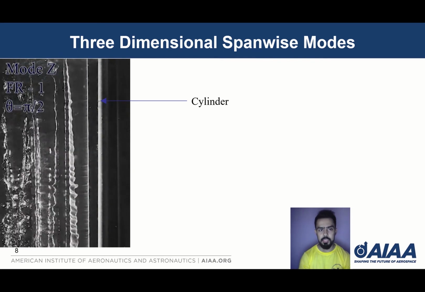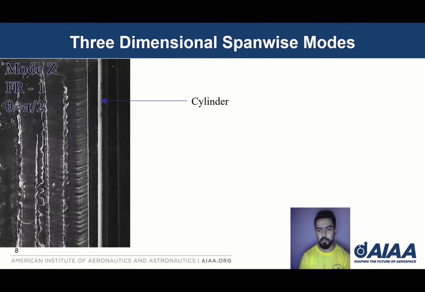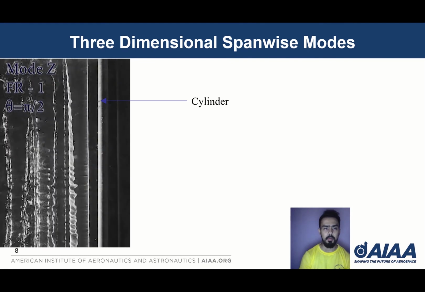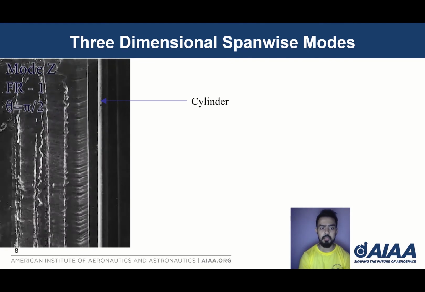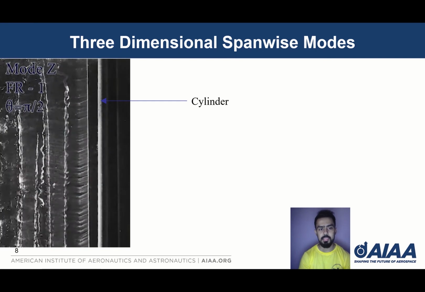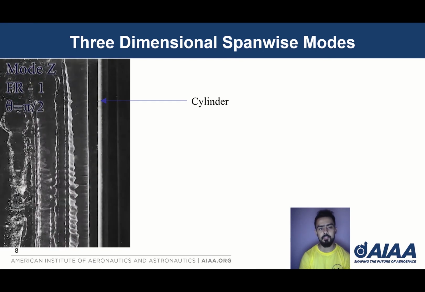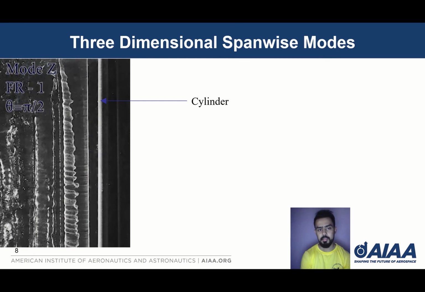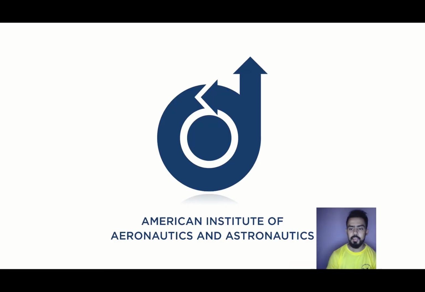Then when we change to FR equal to 1 and amplitude 90 degrees, we see the mode Z. Here the platinum wire is kept at 1 cylinder diameter downstream, and we can see the mode has a span-wise wavelength of 0.6 cylinder diameter. So the wall does not have any effect on three-dimensionality.